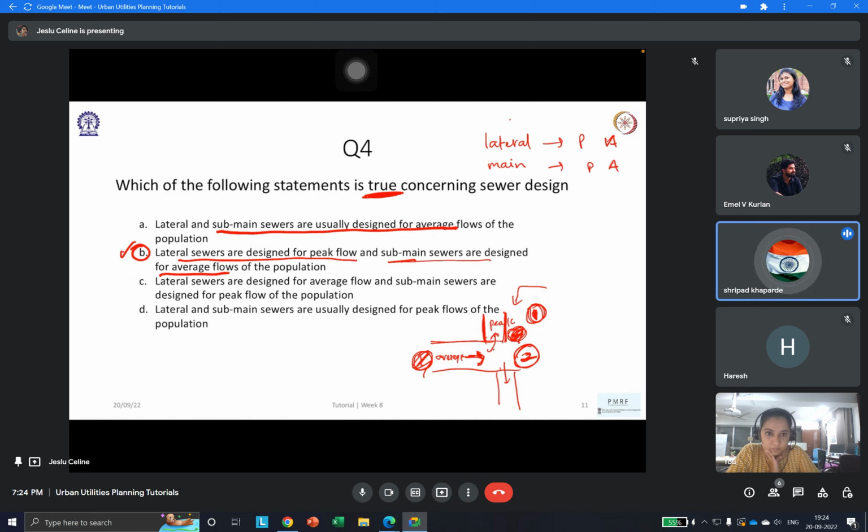Laterals are peak and main is average. Fine. So if that is happening, as we were saying, from peak, maximum is coming over here. Maximum is coming from all the peaks. But mains are designed only for average. So will mains be able to accommodate all which is coming? Won't there be a congestion or a stagnation inside the laterals during peak hours?